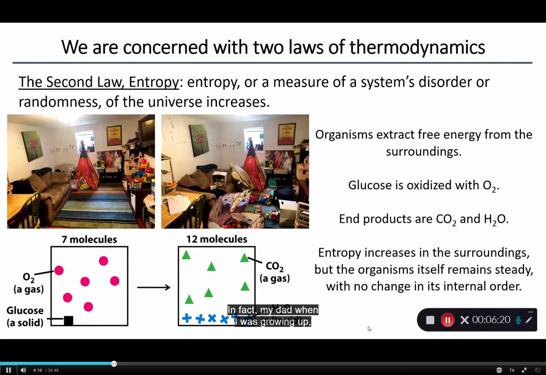In fact, my dad, when I was growing up, used to say to me, don't fight the second law of thermodynamics. Don't bother cleaning your room, because everything's just going to end up towards a state of entropy anyway. I didn't really understand or care too much what he was telling me then, but I understand it now. And so let's summarize these two thoughts.